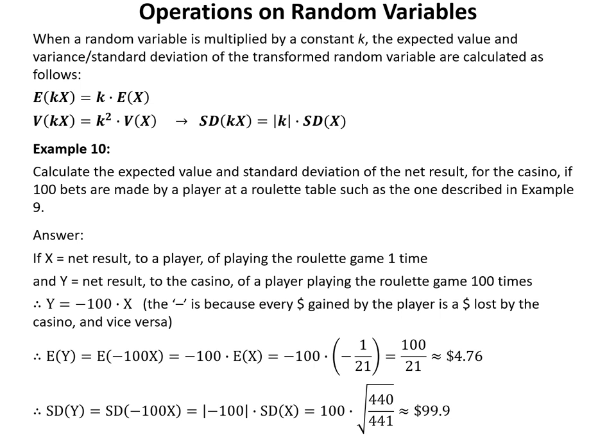And the reason for the minus sign is because every dollar gained by the player is a dollar lost by the casino and vice versa. So therefore, the expected value of Y equals the expected value of minus 100X, which equals minus 100 times the expected value of X, which equals minus 100 times minus 1/21, which equals positive 100/21, which rounds to 3 sig figs to $4.76.